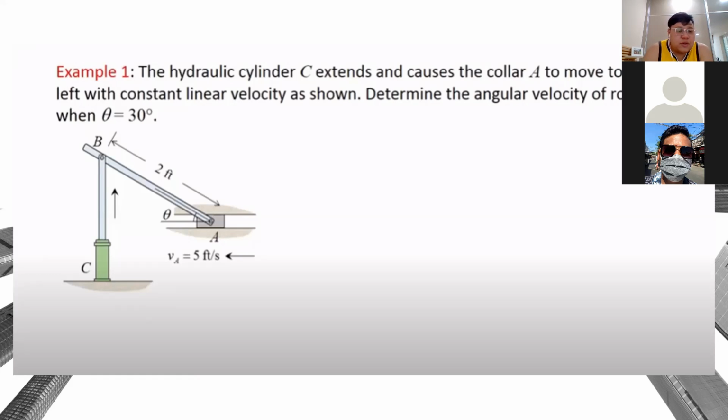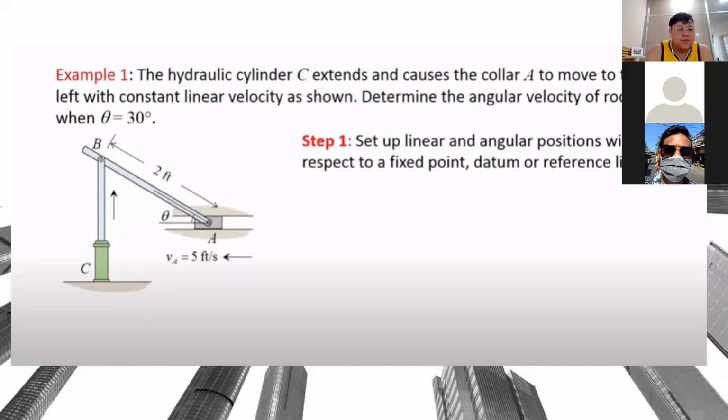Okay, from the figure shown, we can see that there is a vertical rod pointing upwards from point C to point B, and there is a rod connecting at point B, point A to a collar. Okay, and here we know that theta is 30 degrees, it's given.